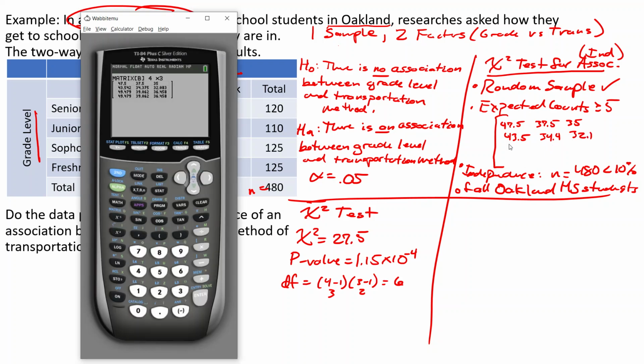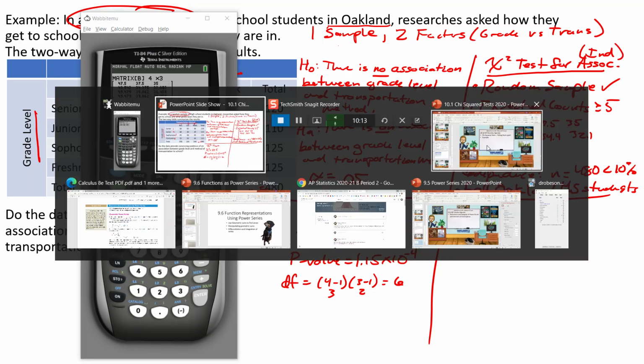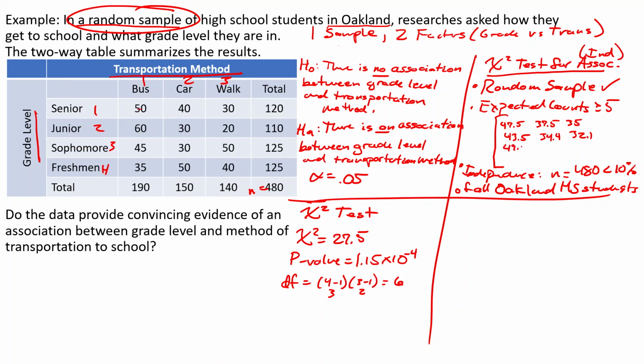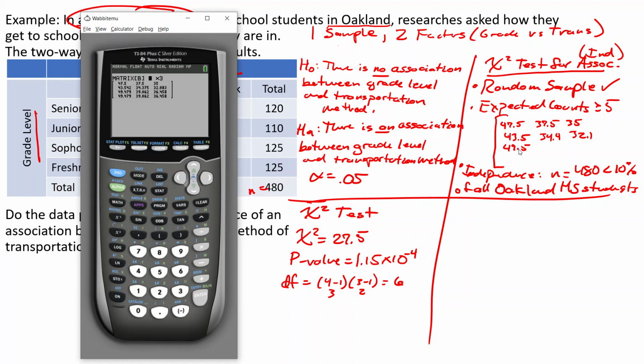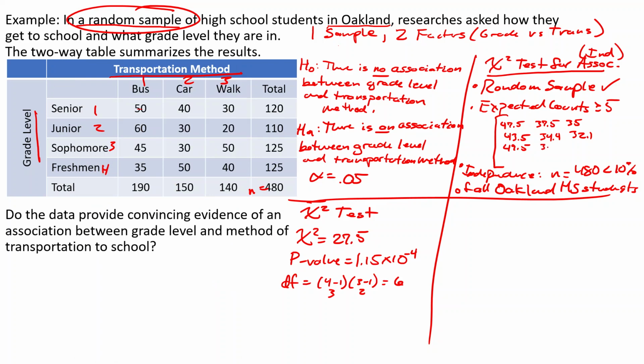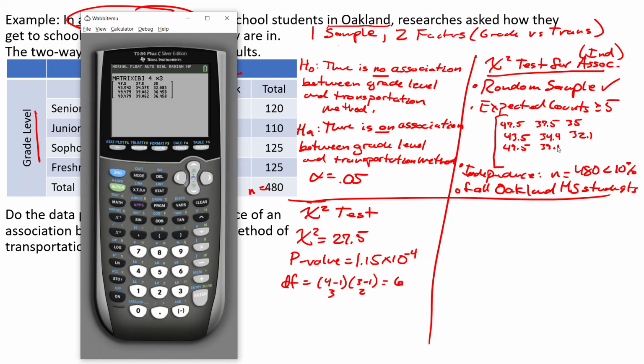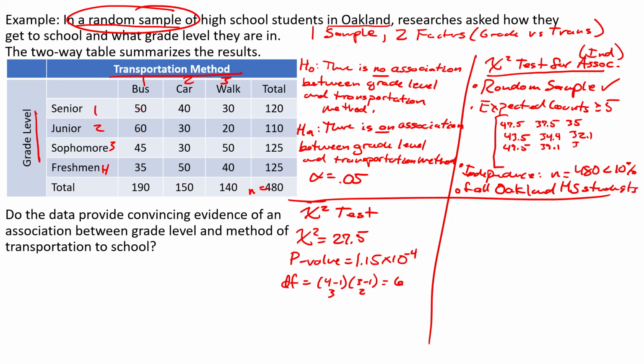All right, next, 49.5, 39.1, and 36.5. All right, the next row is exactly the same because they have the same row total here. So it's 49.5, 39.1, and 36.5. All of those are greater than or equal to 5. That checks out. And these are our expected counts.